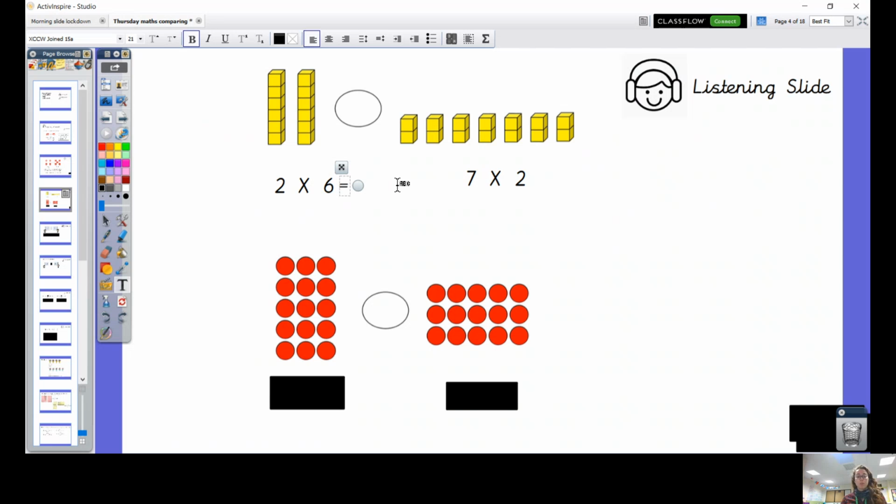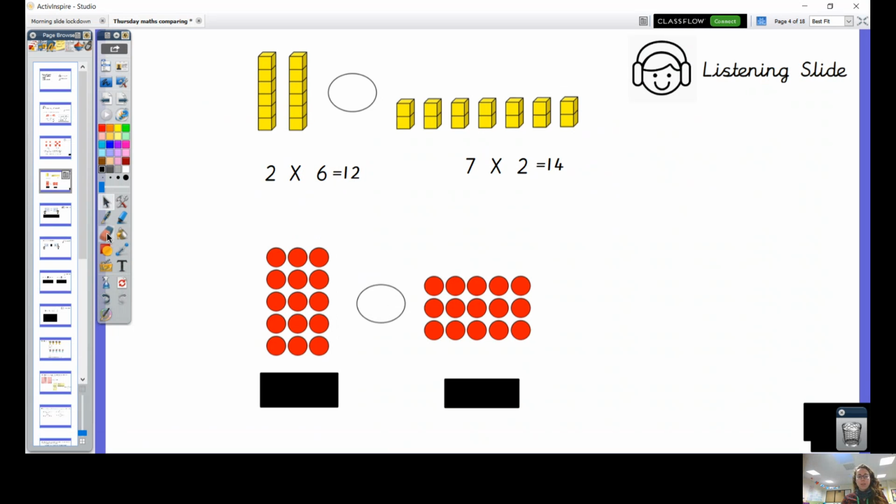I know that double 6 is 12. And I know that 7 groups of 2, because I know my 2 times table, is 14. And therefore, I can see that 12, always read it from the left, remember, 12 is less than 14.